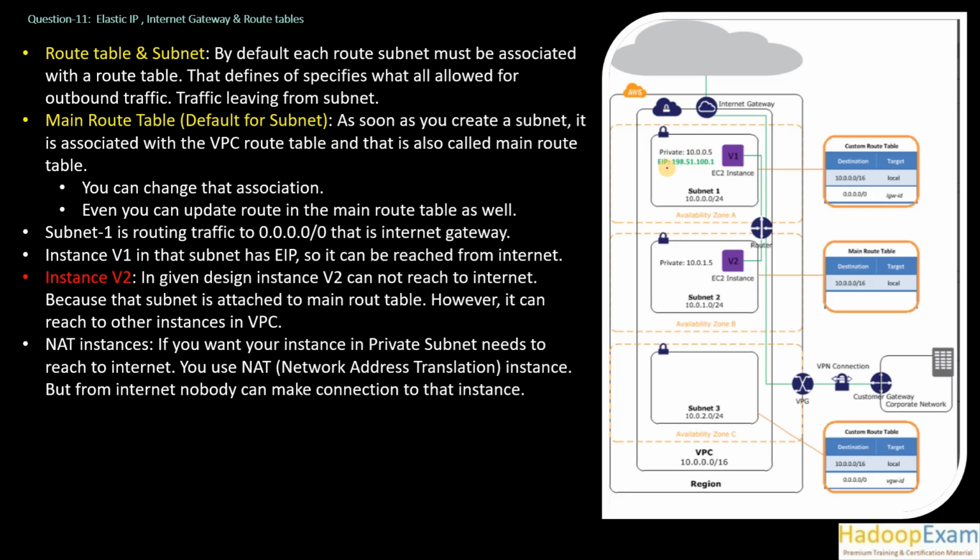Instance v1 in that subnet has an elastic IP address. Here in green color I have marked the elastic IP address associated with this v1 instance. So anybody from the internet can reach this instance. Sometimes you want to configure one instance that anybody from the internet can reach. So with the internet gateway, you would define the route table, and an elastic IP address has to be associated with this.